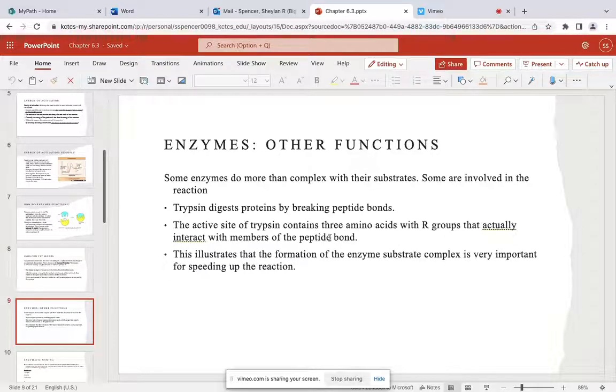So the active site of trypsin contains three amino acids. Remember, amino acids are the building blocks of proteins that actually interact with the members of peptide bonds. So this trypsin is responsible for interactions with the different amino acids of the protein. And this illustrates the formation of an enzyme substrate complex. That's very important for speeding up the reaction. So essentially, all I wanted you to really know from this slide is that enzymes do have other specific functions rather than speeding up a reaction. So they can be responsible for the breakdown of peptide bonds.